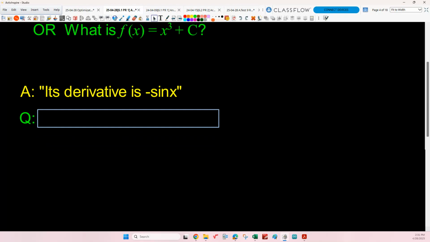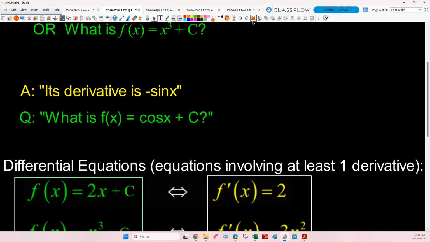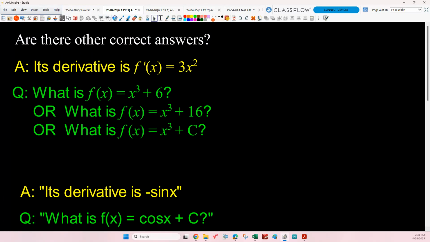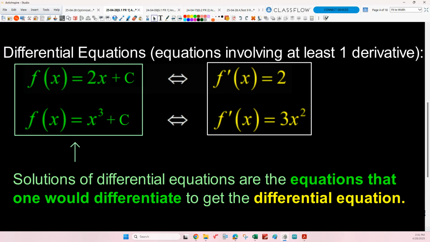So can you tell me then, if its derivative is negative sine x, you already got it right. What's the answer? What is cosine x plus C? What is f of x equals cosine x plus C, right? Because the derivative was f prime of x, so the function that we differentiated must have been f of x, right? Okay, give me 1 to 5 on that. Is that making sense, right? Good.